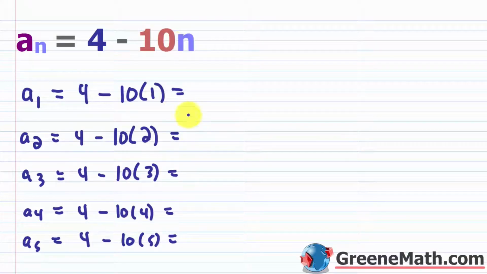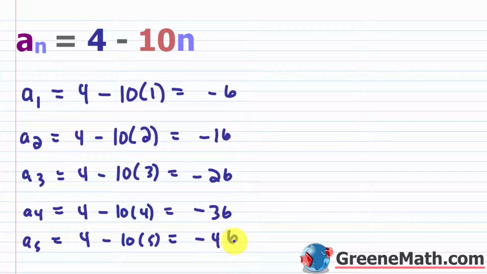We'll talk about how to go from the results or the terms, okay, back to the formula later on in the chapter. For right now, let's just kind of crank these out. 4 minus 10 would be negative 6. And then as we get here, 10 times 2 is 20. So 4 minus 20 is negative 16. And again, you're just decreasing by 10 each time. So this would be negative 26, negative 36, and then negative 46.